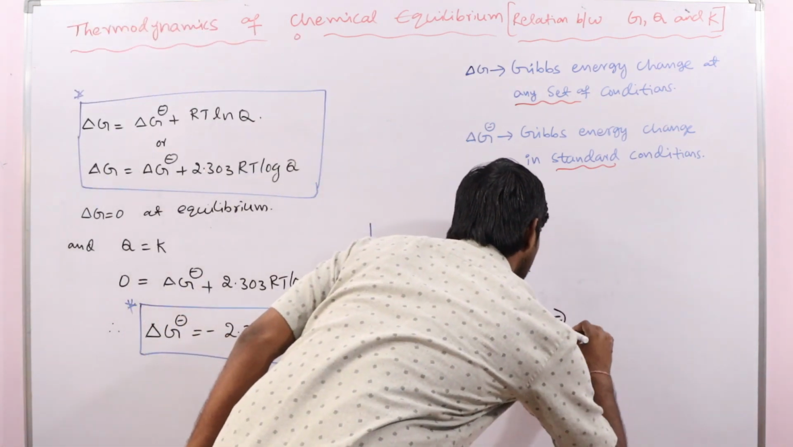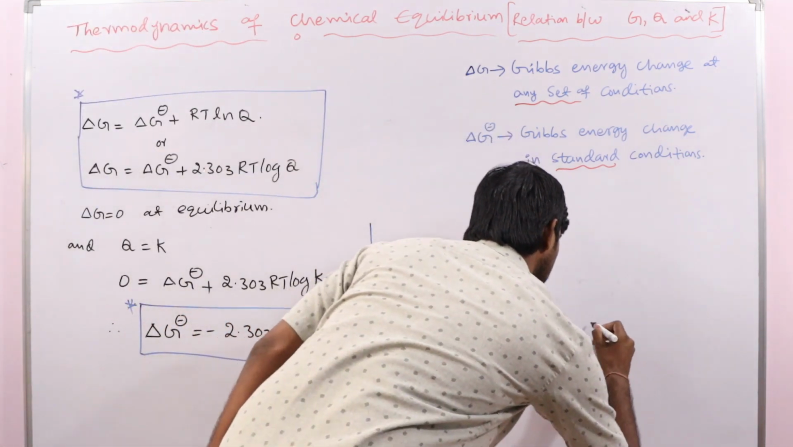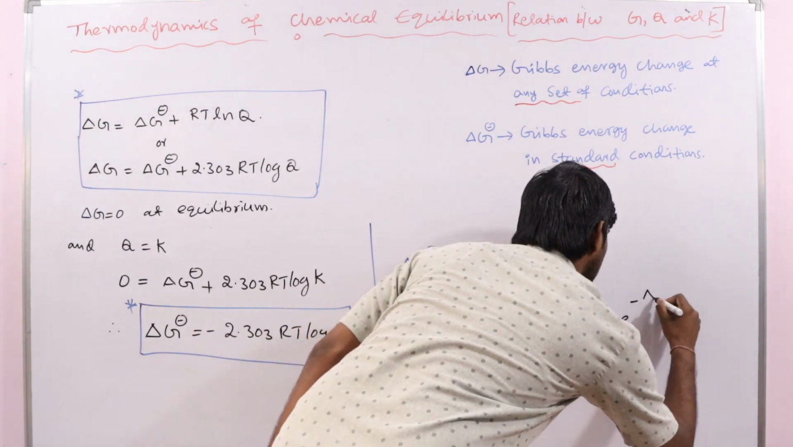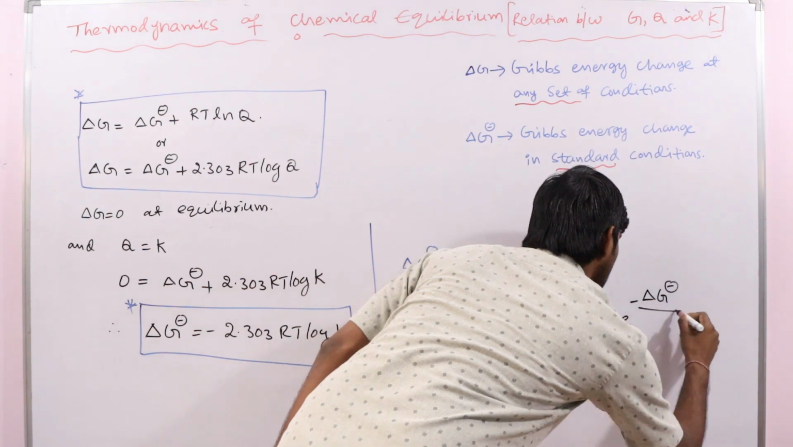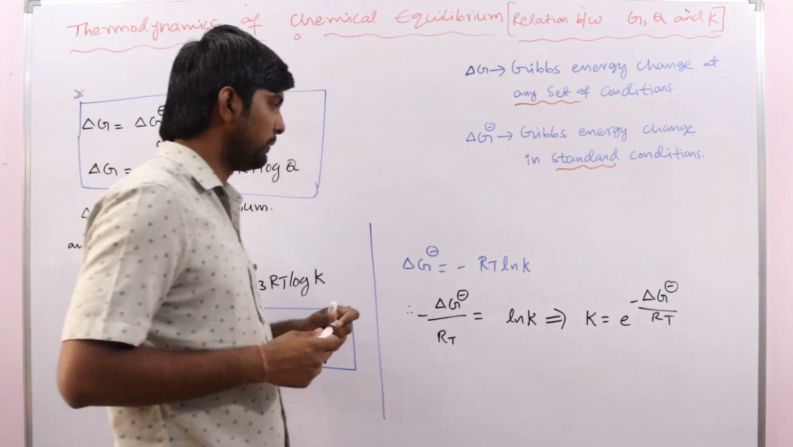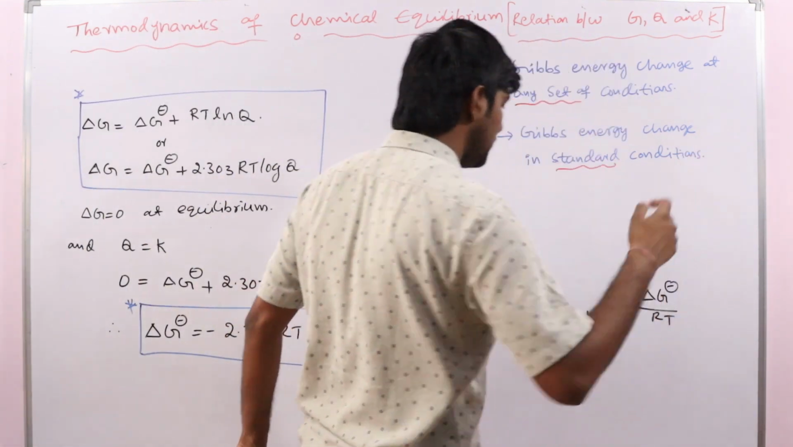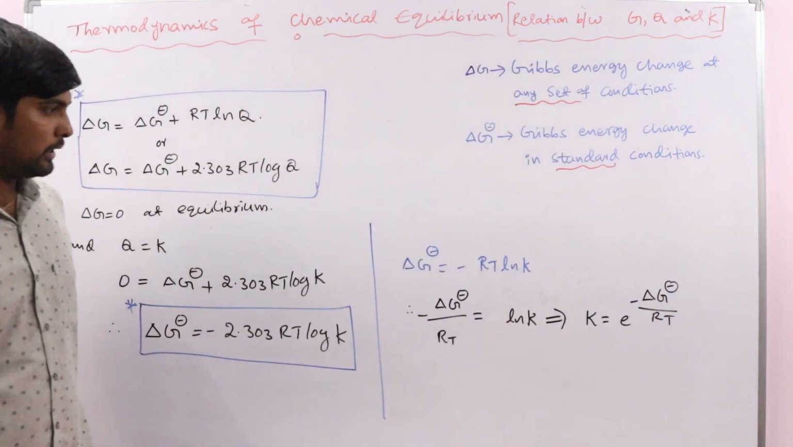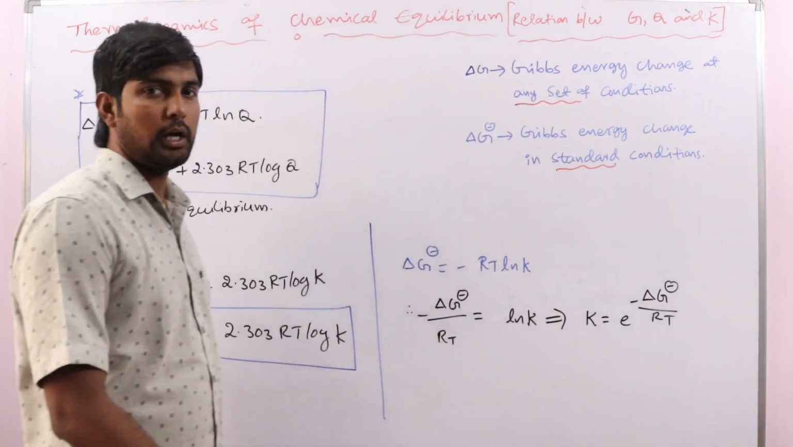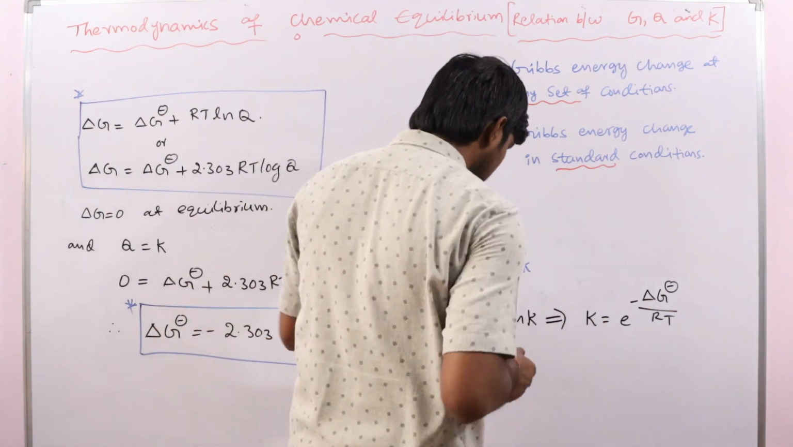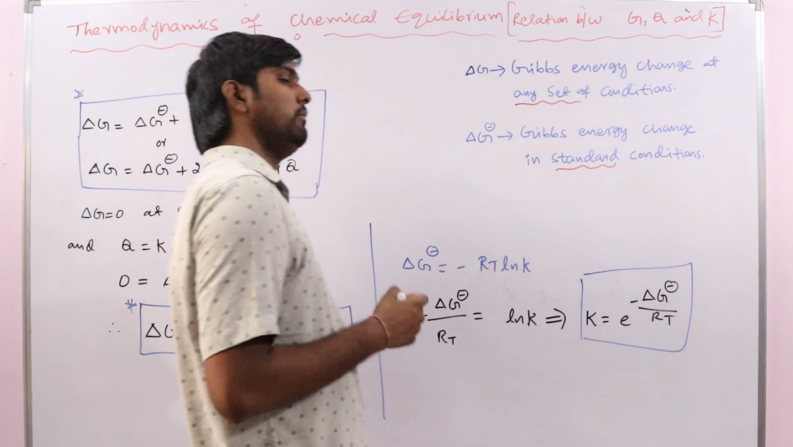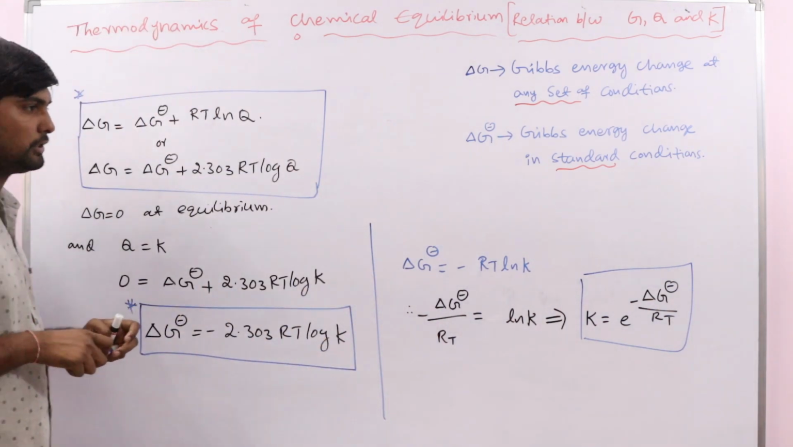So here we can write this as K is equal to exponential of minus delta G naught by RT. K equal to exponential of minus delta G naught by RT. Clear? Because here the base is e, that's why we get this relation also. So depending upon the given problem, we have to use the suitable relation.